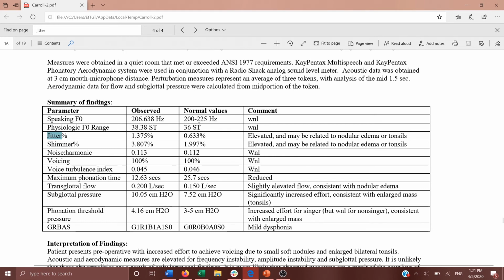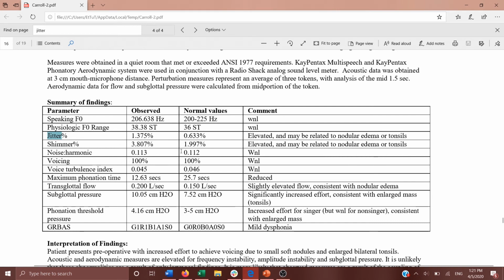Notice that we've got a table of normal values here. So normal jitter is about 0.5% roughly, or 2/3. And normal shimmer is about 2%. And so anything higher than that, this person right here, you can see that this is actually from a person at a clinic. They've got 1.4% jitter and closer to 4% shimmer. So those are both elevated, and shows that there's something going on.